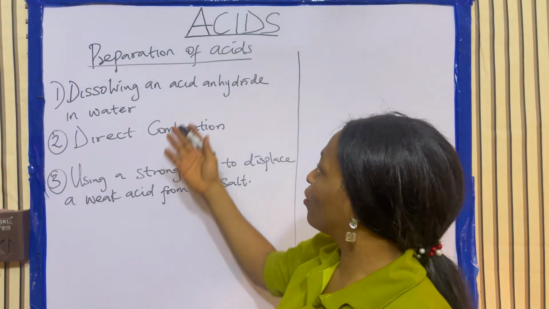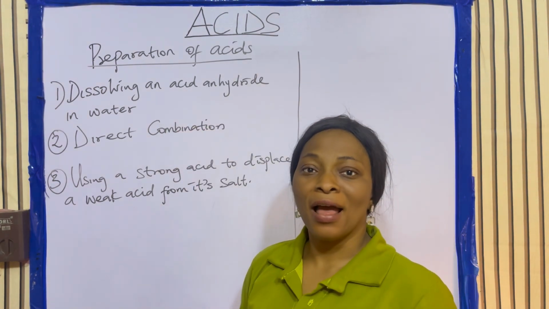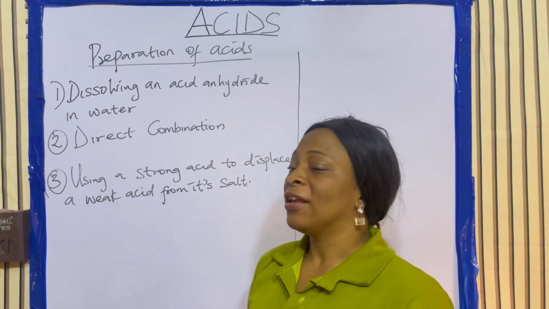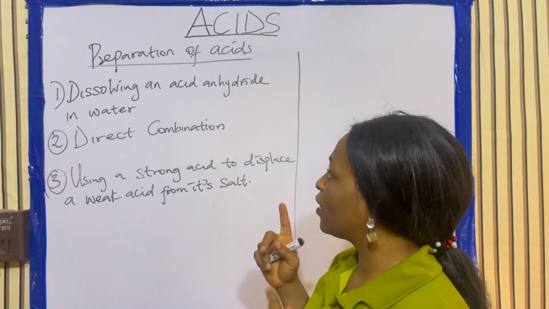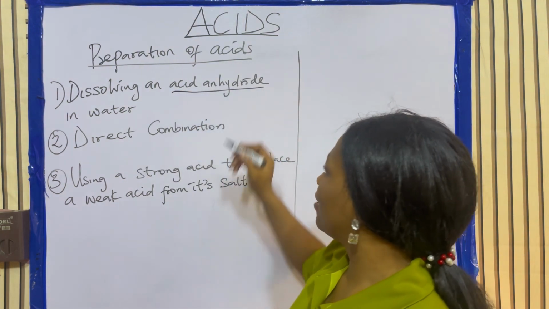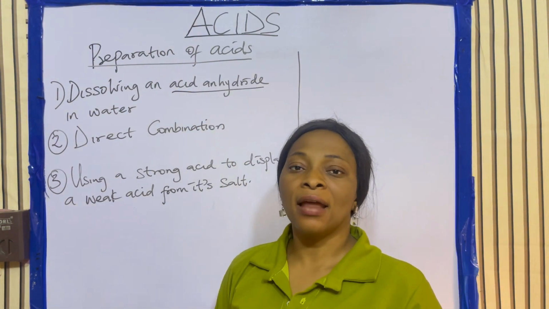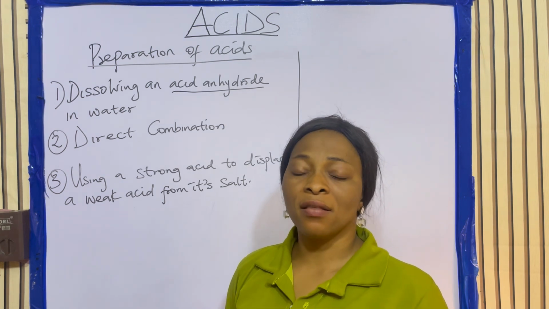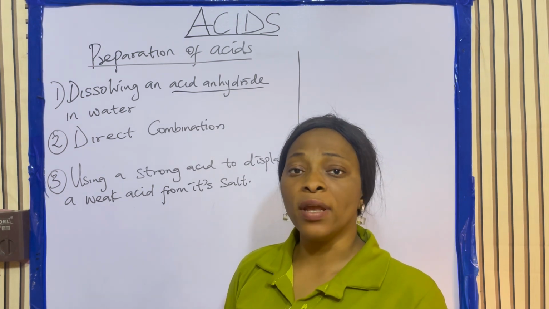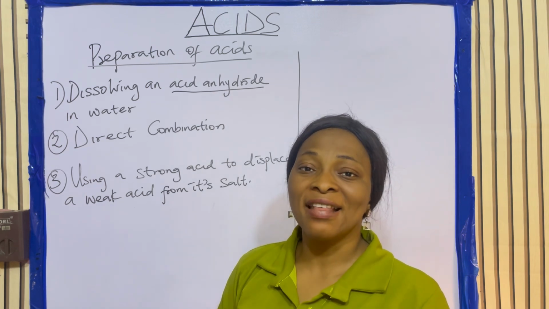Okay, so let's look at how to prepare an acid. How do you prepare an acid? There are basically 3 ways to prepare an acid. The first one is by dissolving an acid anhydride in water. Now, what is an acid anhydride? Acid anhydrides are oxides of nonmetals, which when dissolved in water produce an acid.